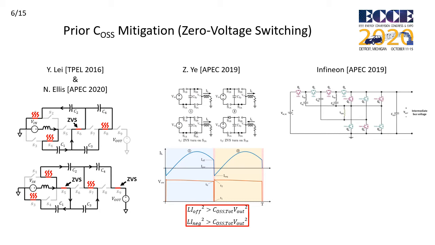Thirdly, last year at APEC, Infineon demonstrated a Dixon topology which included a freewheeling inductor which would ensure zero voltage switching of all switches. However, this inductor continuously conducts current throughout each phase, resulting in it contributing non-negligible conduction losses and disallowing discontinuous conduction or pulse frequency modulation for light load efficiency.